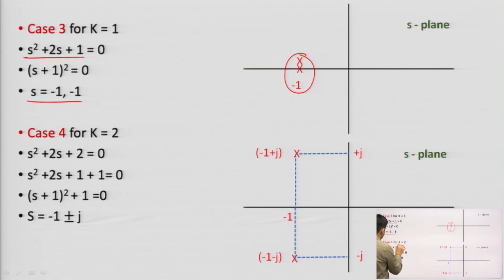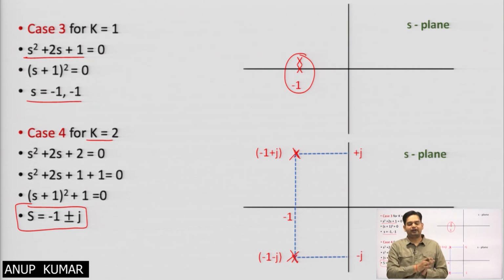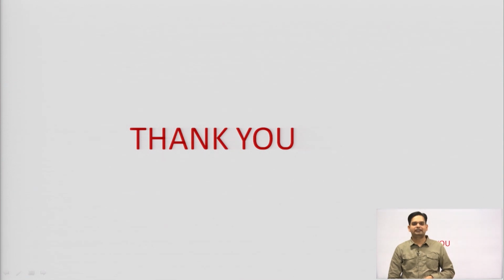For case 4, when I put k equal to 2, I am getting the pole location minus 1 plus j, so this 1 plus j location is coming whenever I vary the value of k. These are the basic closed loop poles for different values of k. These 4 values of k we will discuss in the next lecture to understand the concept of root locus. So, thank you for today.